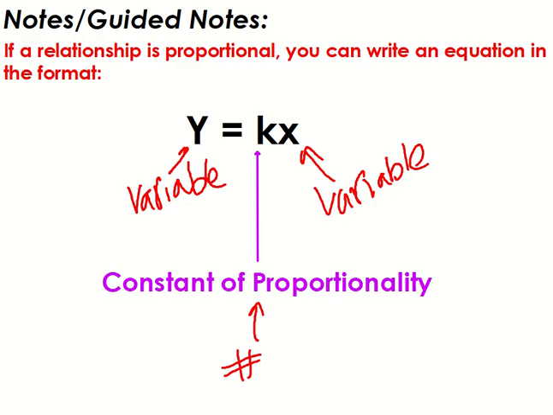So I'm actually going to go back. If we think about Callie's situation, her constant was 16, right? That was her constant in Callie's situation. So we could write an equation for Callie and write y equals 16x. That's how we would write a constant of proportionality relationship and equation for Callie, our first problem.